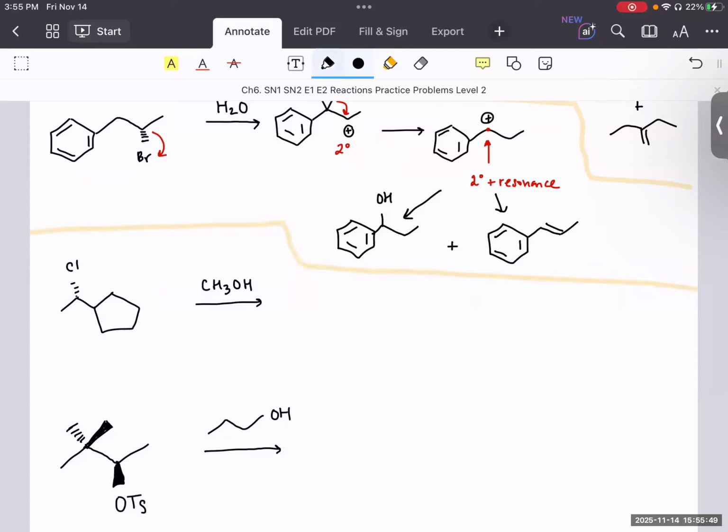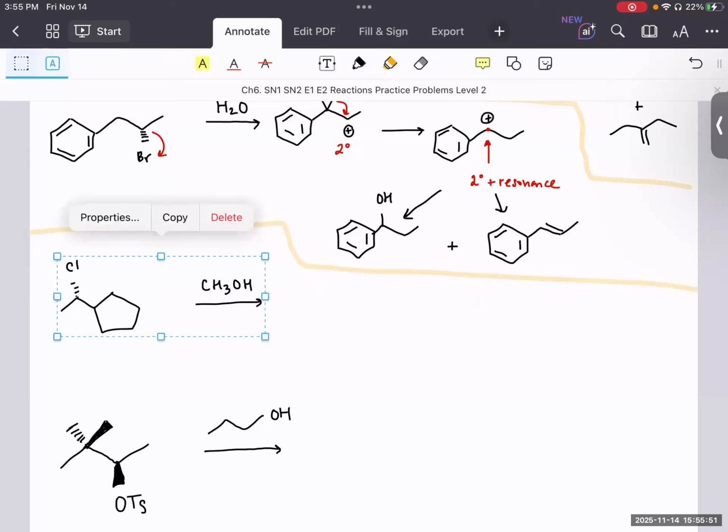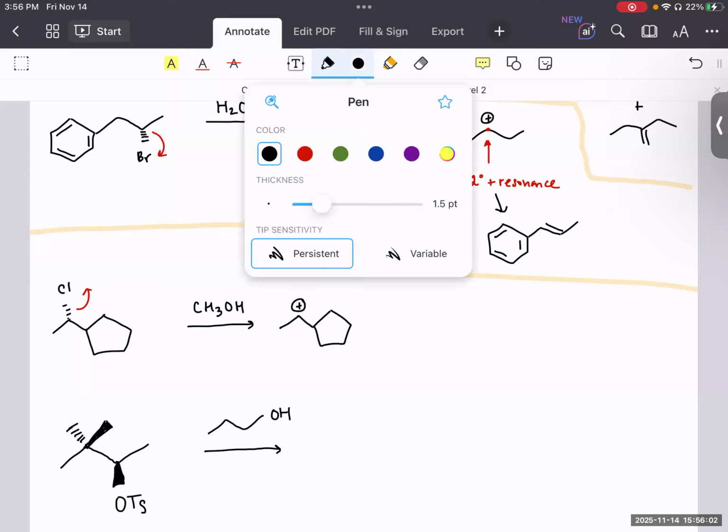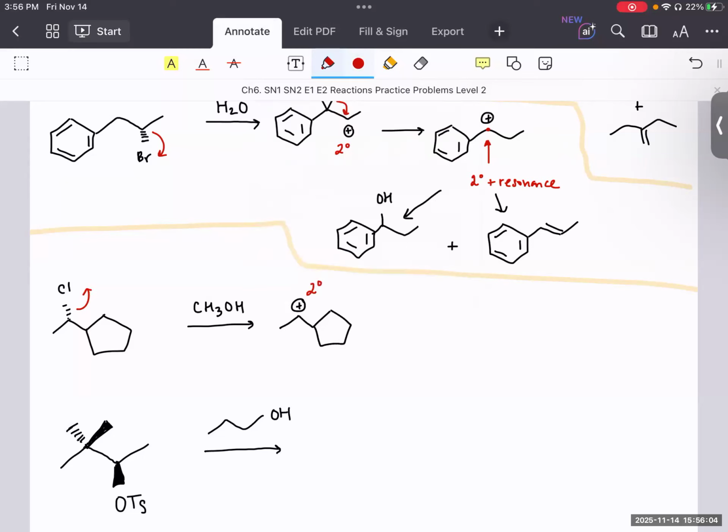All right, let's do this next one. So here, same thing. We're going to kick off that chlorine, form a carbocation. And again, similar to all these other ones, we have a secondary one. And the reason these are all secondary is because we really don't get rearrangements if we're already tertiary. And we can't form a primary carbocation.